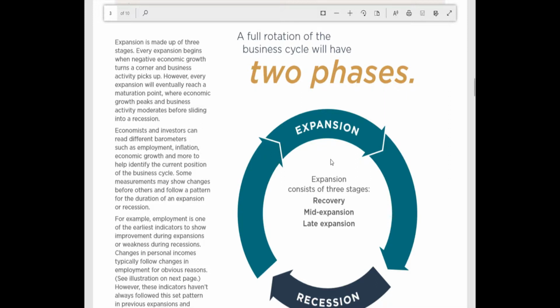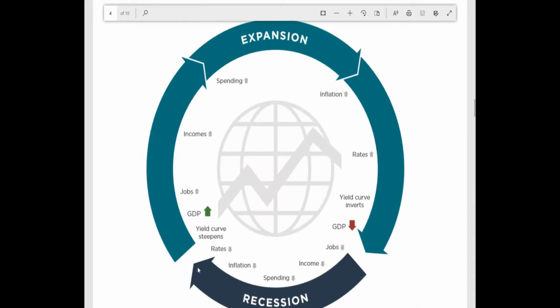Expansion is broken up into three parts: recovery, mid-expansion, and late expansion. Recessions are basically when GDP is declining, and the expansion phase is when GDP is increasing. We had a recession in about 2001, and from 2007 to 2008, and we're probably heading towards a recession in the next year or two, I would say probably by the end of 2020.